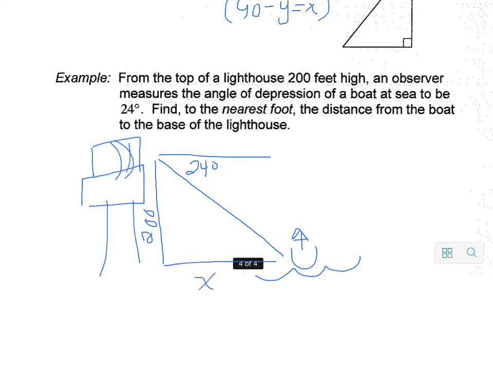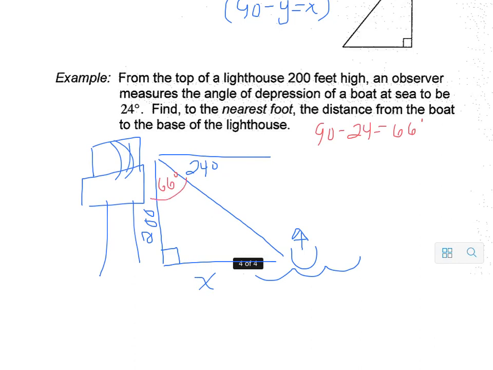Call it x. Well, the only thing is I don't have an angle inside the triangle. I know this is the 90-degree one. Ooh, but that's the depression one. And to get the one on the inside, they both together make 90 degrees. So I can actually say 90 minus 24 is going to give me 66. So the angle in here is 66 degrees.